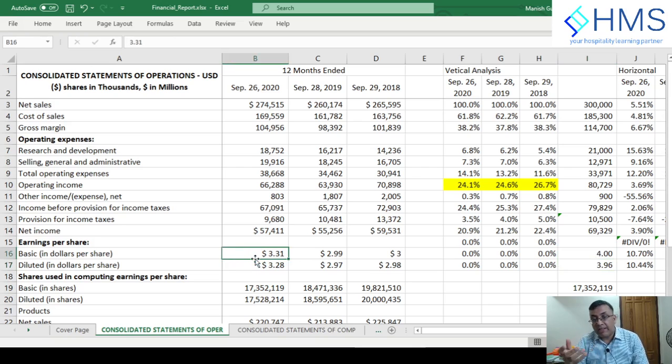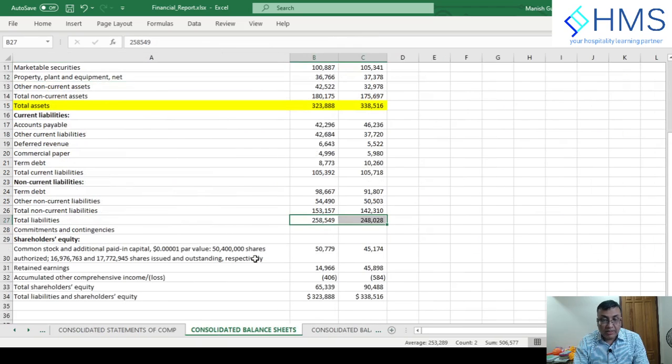Right, so let's get back into the course. The next thing you have to do is to understand the balance sheet.